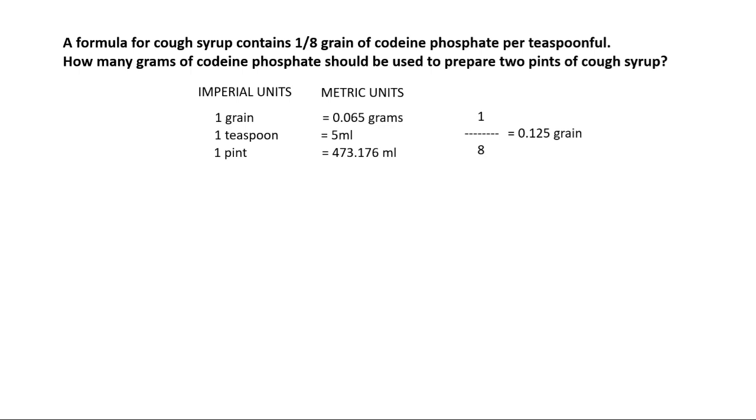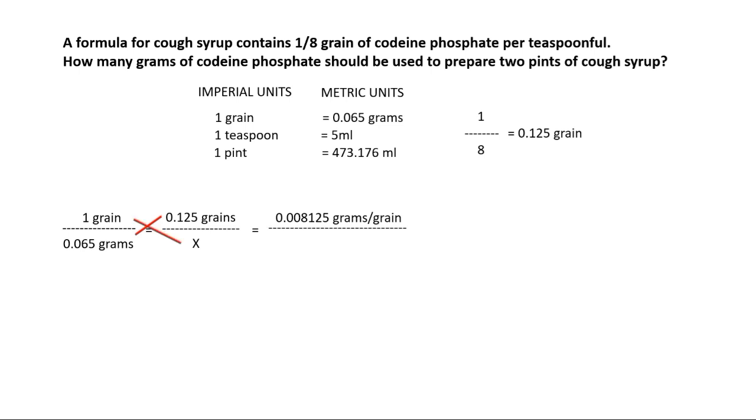Using the ratio and proportion, let's convert 0.125 grains of codeine phosphate per teaspoonful into grams. To do that, let's set up a ratio and proportion. 1 grain is to 0.065 grams as 0.125 grains is to x. This x will represent the number of grams in 0.125 grains, and we will find that out by cross-multiplying 0.065 grams times 0.125 grains equals 0.008125 grams/grain.